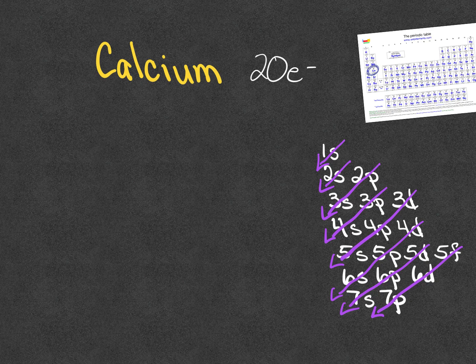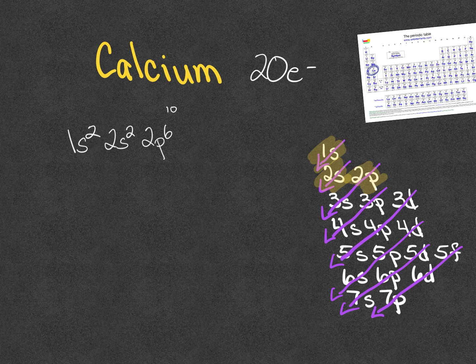I use my arrows to let me know where I start. I start at 1s. We always start at 1s. So 1s, and I'm going to put 2 in there because that's just 2. And then the next one is 2s, 2s, 2. And then the next one is 2p. So 2p, and I'm going to go ahead and fill that up. That gives me 10 electrons right there. 6, 7, 8, 9, 10.